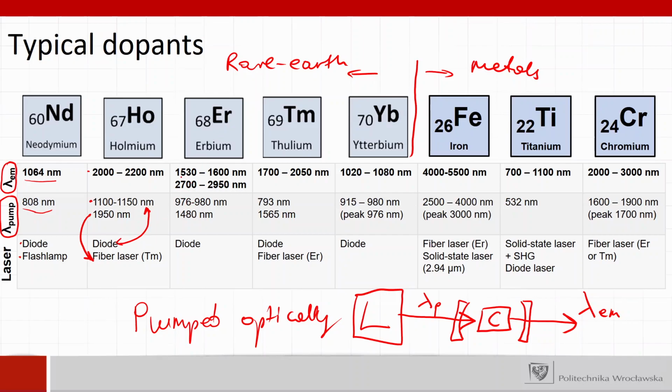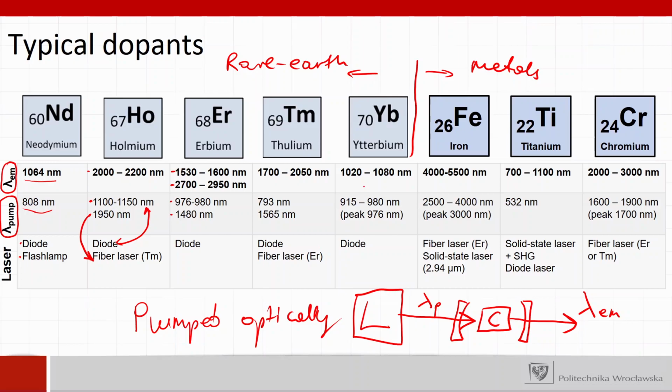Erbium doped lasers are also very popular lasers. Erbium doped lasers can emit in the range between 1530 to 1600, and also there is a mid-infrared transition at the wavelength slightly below 3 micrometers, and these lasers can be pumped at around 976 or 1480. And the same applies to thulium, ytterbium, and so on. I will not read it. You will have the presentation, so you will see it.